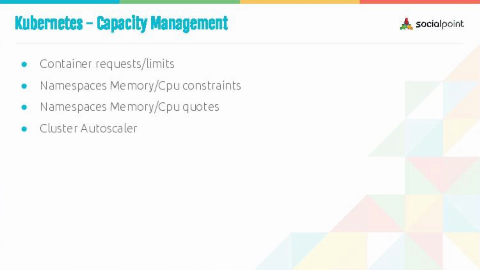Capacity management. Kubernetes allows us to specify limits for the containers, but also to set up constraints at the namespace level. So if each environment is deployed in its own namespace, we can set up some constraints there about how much CPU or memory it can consume. There is also an add-on called Cluster Autoscaler that can let us grow or shrink the cluster on demand.